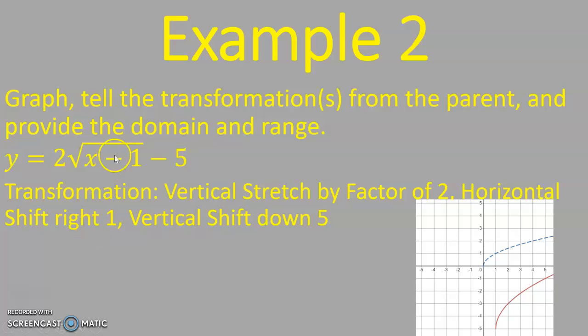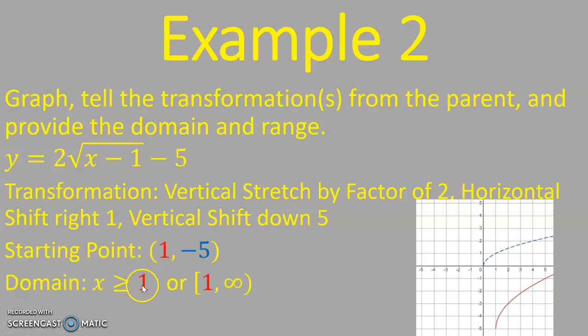Horizontal shift right 1, that comes from this one where you change the sign on the inside. So you can see if the blue is the parent, then the red graph is 1 to the right. And then down 5. You don't change the sign on the outside. Okay, so it's clearly 5 below. So the starting point here is 1, -5. Again, looking at these numbers, changing the sign on the inside and not on the outside. Notice also that the 2 in front is not relevant with a starting point, and it won't be relevant for neither our domain nor our range.